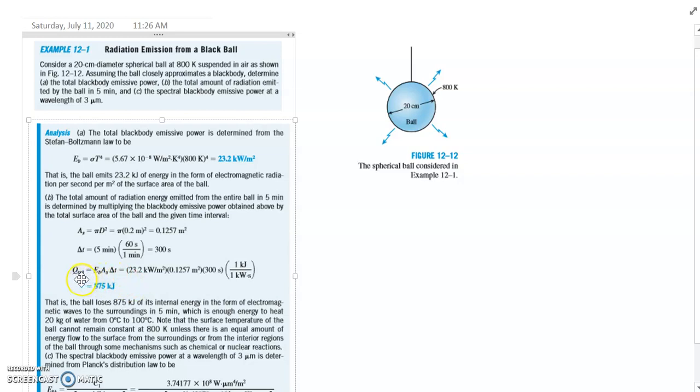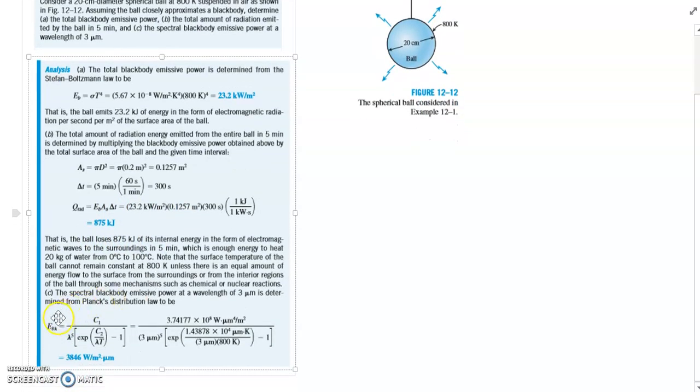So the total amount of radiation is equal to the radiation energy multiplied by surface area multiplied by delta T, the time. Okay, and you will get 875 kilojoule.